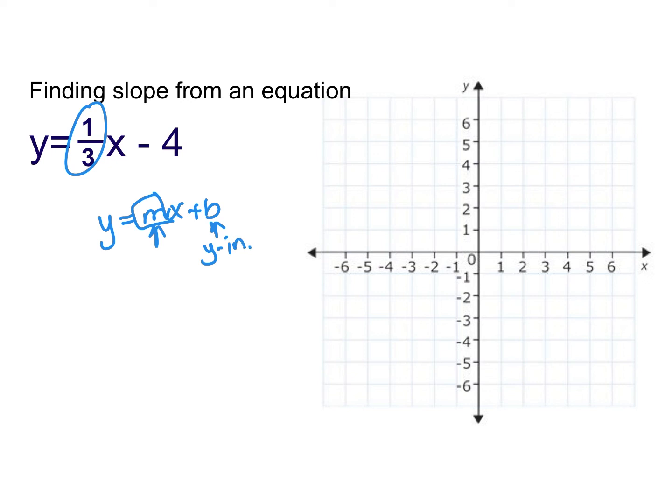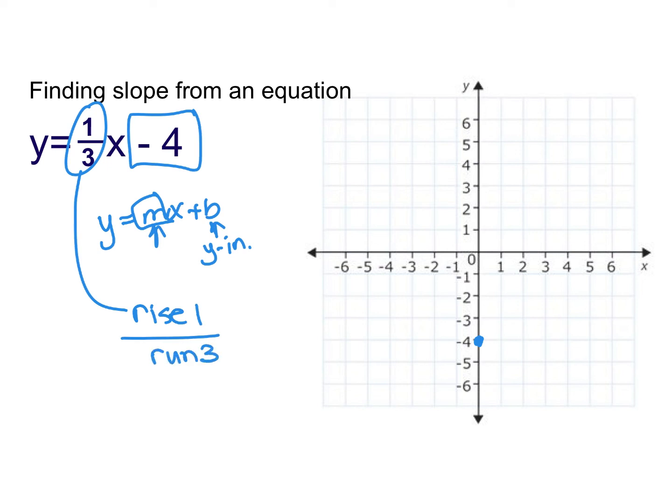So if I wanted to graph this, I would start here at -4 on my y-axis. Then I'm going to count this 1/3 as a rise of 1 and a run of 3. So up 1 over 3, put a dot. Up 1 over 3, put a dot. Then connect those dots. Hopefully better than I did here.